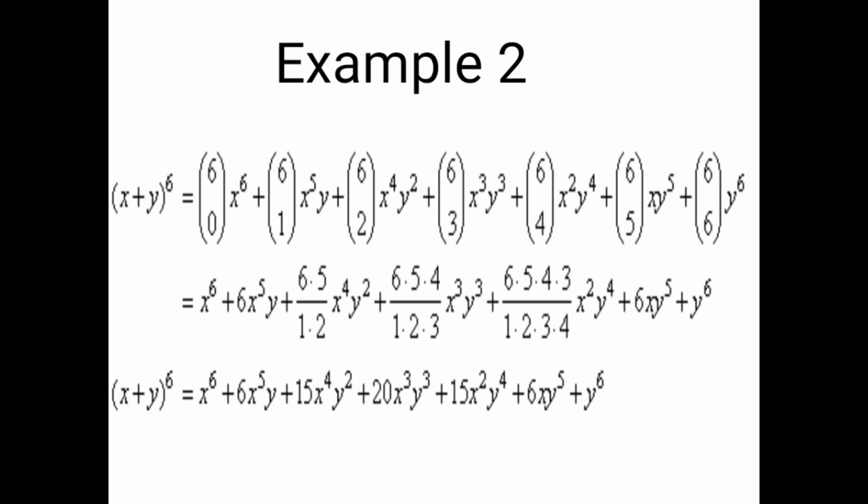So from the binomial theorem, we're going to have that (x plus y) raised to 6 gives 6 combination 0 times x to the power 6, plus 6 combination 1 times x to the power 5 times y, plus 6 combination 2 times x to the power 4 times y to the power 2, plus 6 combination 3 x cubed y cubed, plus 6 combination 4 x squared y to the power 4, plus 6 combination 5 x y to the power 5, plus 6 combination 6 y to the power 6.